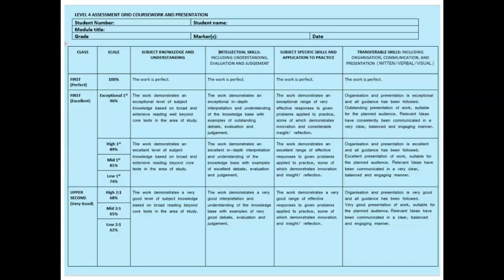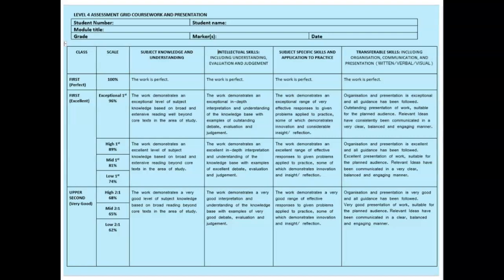This is an example of the Level 4 assessment grid for coursework and presentation. These do vary slightly depending on the level you're being assessed at, and also the type of assessment that you're undertaking. So as you can see along the top, there are 4 columns: subject knowledge and understanding, the intellectual skills, subject-specific skills and application to practice, and also your transferable skills.